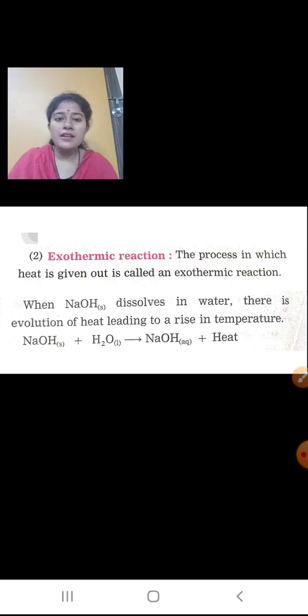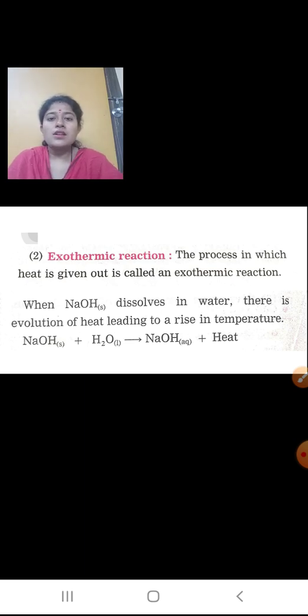On the other hand, what is exothermic reaction? The process in which heat is given out, heat is liberated, is an exothermic reaction. We have taken the example of sodium hydroxide here. When sodium hydroxide is dissolved in water, and if you touch the test tube, you will observe the heat getting evolved, the test tube will become a little warm. Okay, so this shows the evolution of heat, which gives the rise in temperature. So it's an exothermic reaction.